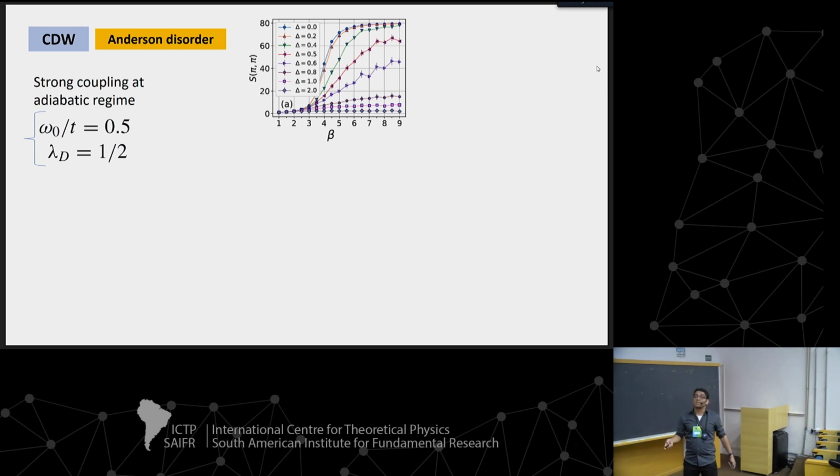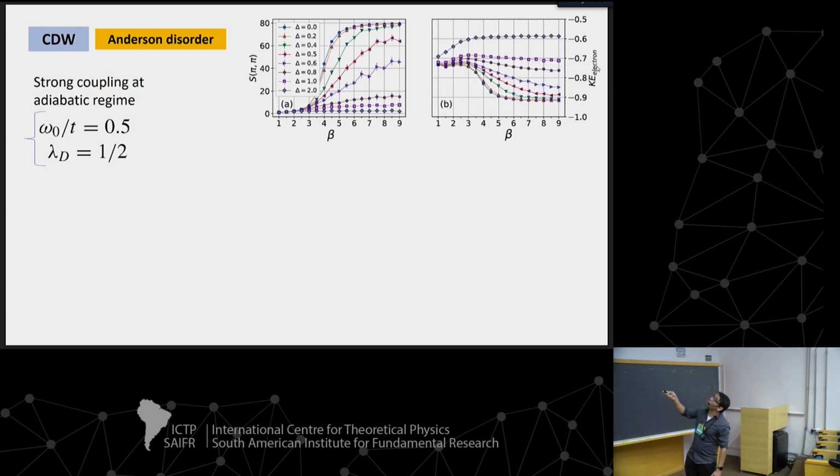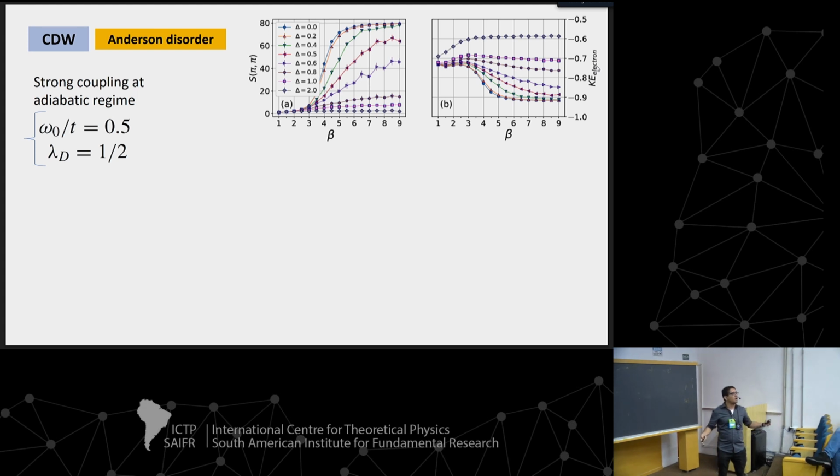So this is expected. But the first thing that you think here is that, okay, you have destroyed these CDW puddles, then you have a metallic state. But this is not what we see in the kinetic energy. Looking at the kinetic energy, you have an increase of the kinetic energy as a function of the inversion of the temperature, which is unusual.